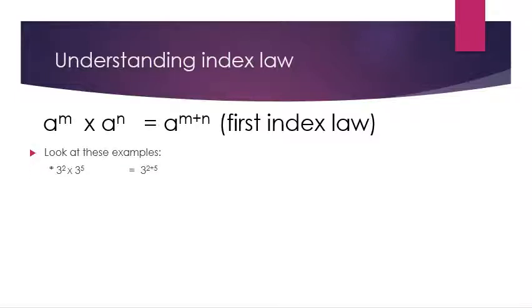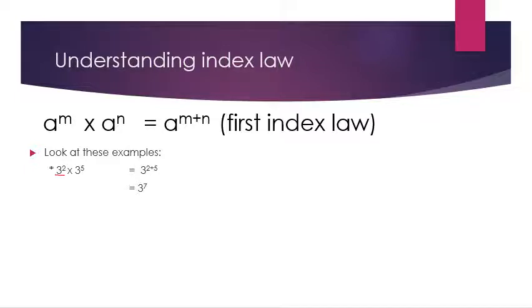An example is 3 to the power of 2 multiplied by 3 to the power of 5 equals 3 to the power of 2 plus 5, or we can say 3 to the power of 7. Is this true? Let's prove it.